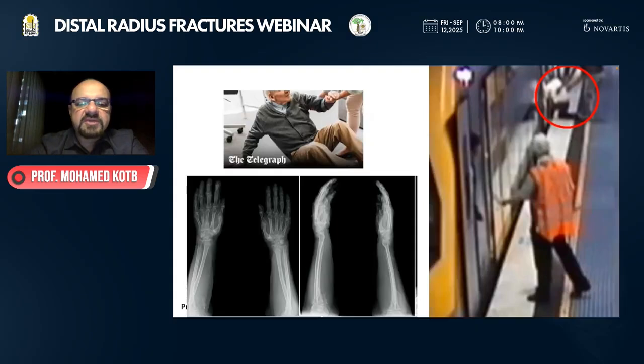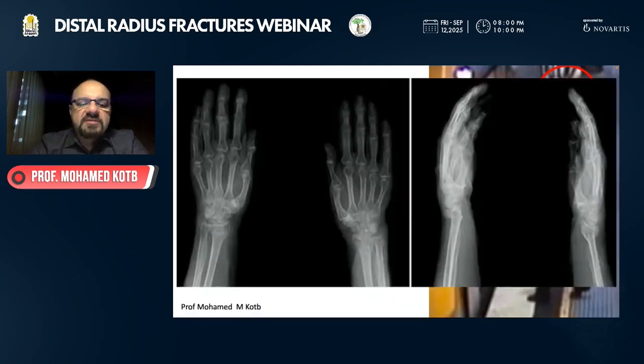And I finalize my talk with this example. She's a close relative of mine. She fell down while trying to catch a train, and she got bilateral distal radial fractures. And you can notice the way of displacement. But this is a close-up X-ray.